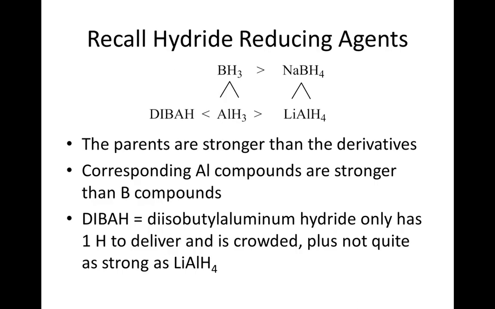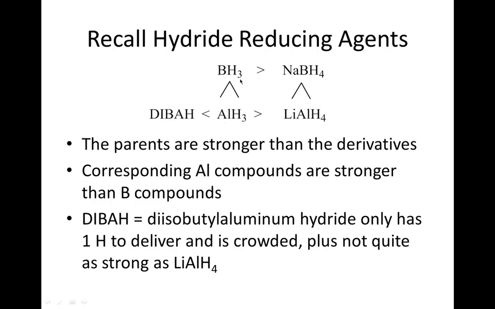And as part of this reduction, we talked about these various derivatives of boron and aluminum. Remember, these are the blah blah hydrides, and so they deliver hydrides, and the parent molecules are stronger than the derivatives, and the aluminum version is always stronger than the boron versions. And remember, we never use alane in organic because it's way too flammable, but just for reference sake, in terms of how these things fit together, it's there to help you see that.